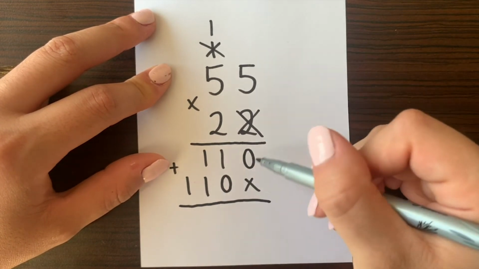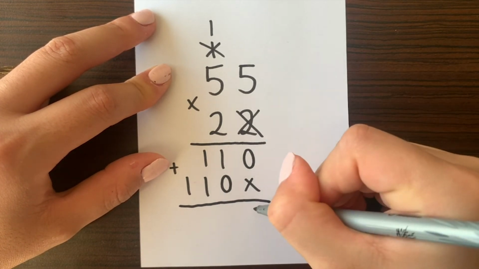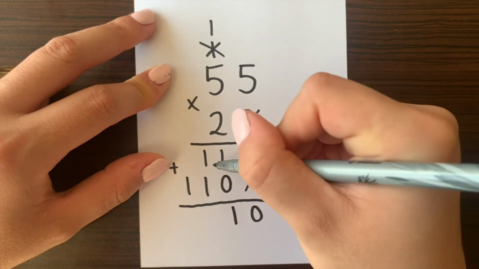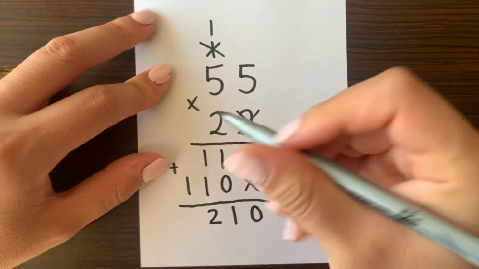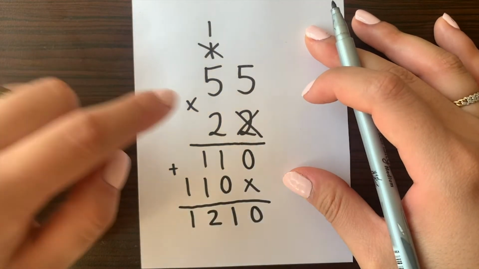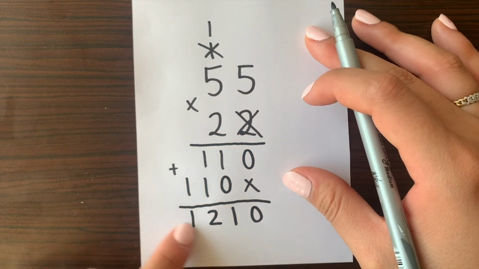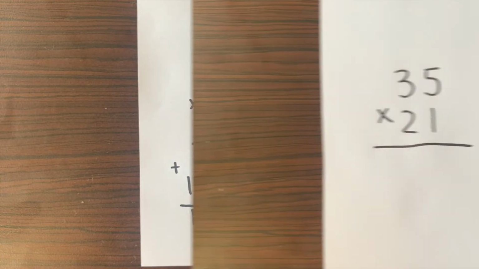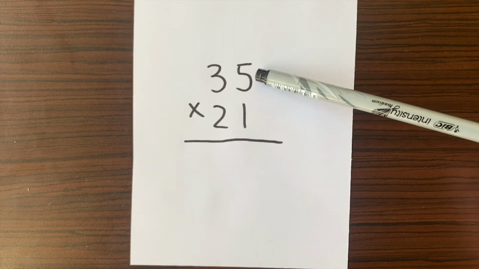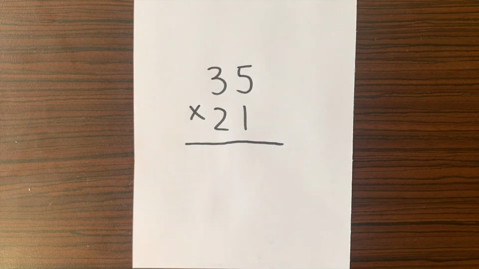So remember that this is a 0, right? So 0 plus 0 equals 0. 1 plus 0 equals 1. 1 plus 1 equals 2, and 1. So 55 times 22 equals 1,210.